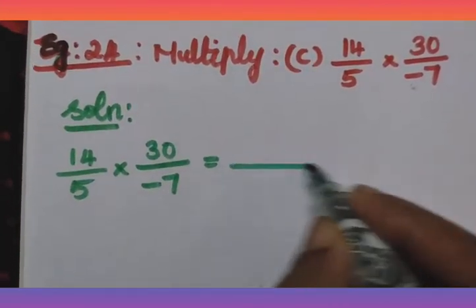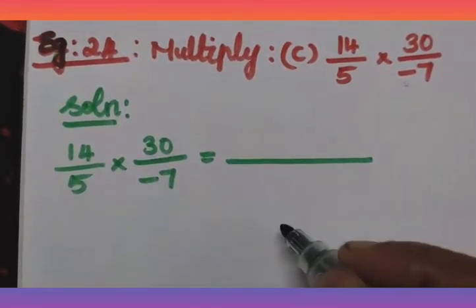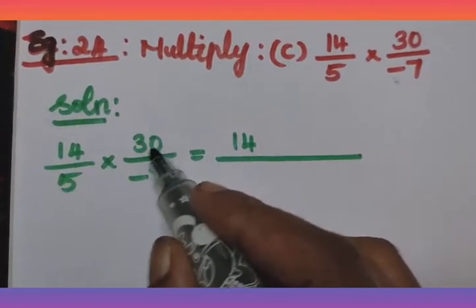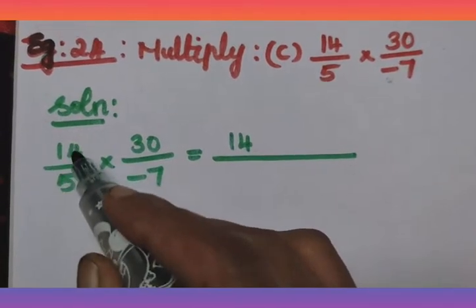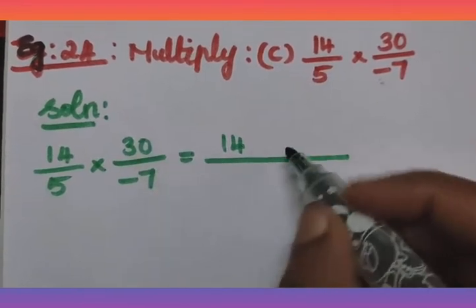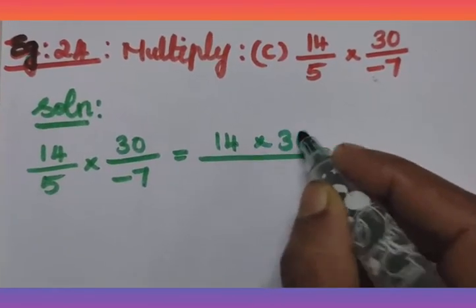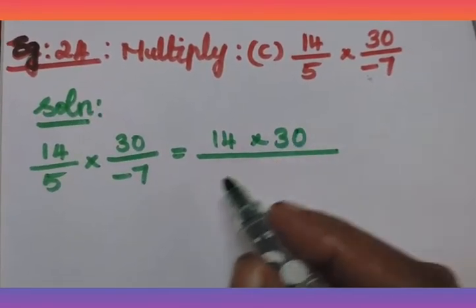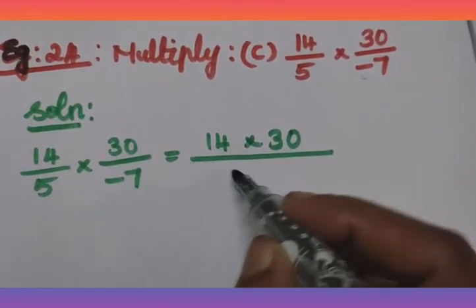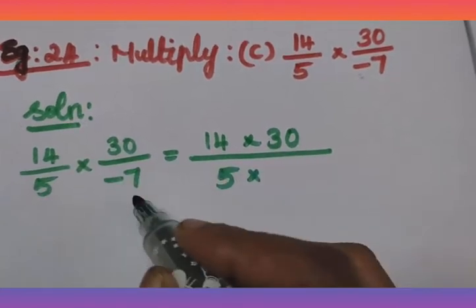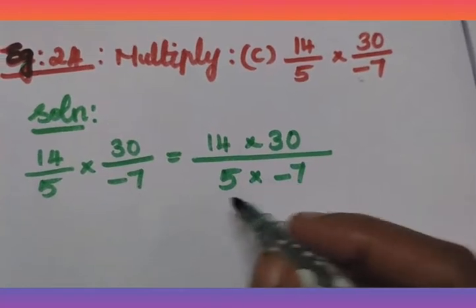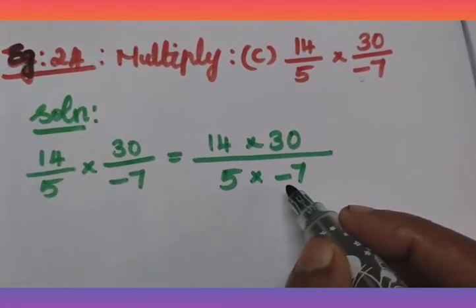So here, multiply the numerators separately and the denominators separately. In the first rational number, 14 is the numerator, and in the second rational number, 30 is the numerator. So 14 into 30 is the numerator part. Then multiply the denominators separately: 5 and, in the second rational number, minus 7. So 5 multiplied by minus 7.